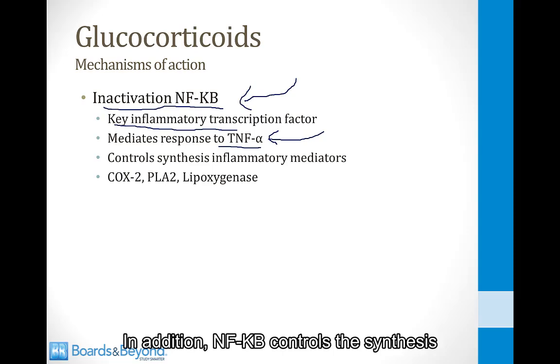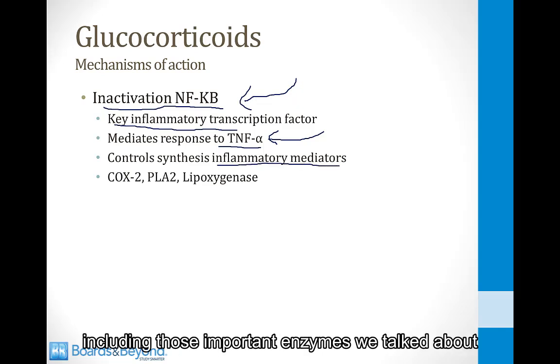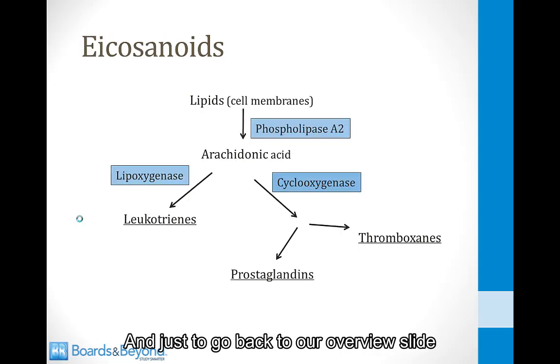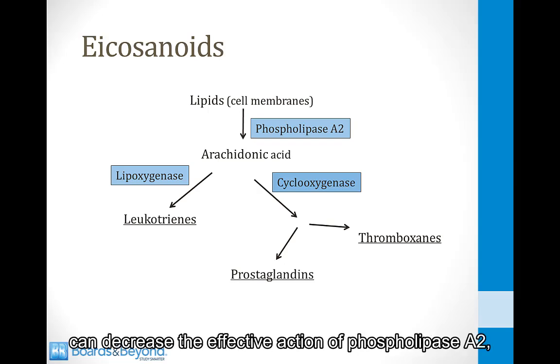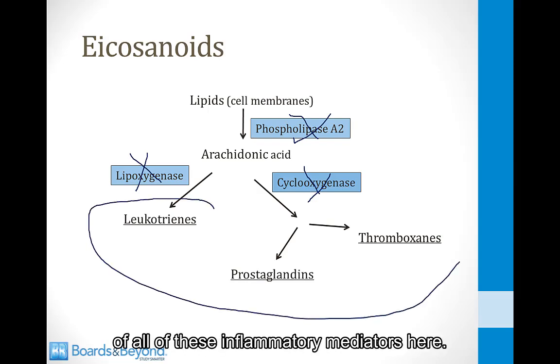In addition, NF-κB controls the synthesis of lots of different inflammatory mediators, including those important enzymes we talked about a few slides ago, like COX-2 and phospholipase A2 and lipoxygenase. And just to go back to our overview slide of eicosanoid synthesis, the glucocorticoids, by their activity on nuclear factor kappa beta, can decrease the effective action of phospholipase A2, cyclooxygenase, and lipoxygenase, and this will reduce the levels of all of these inflammatory mediators here.